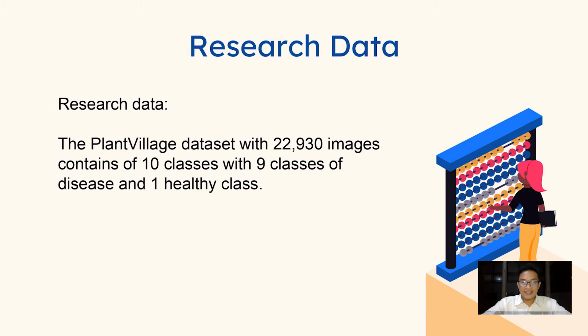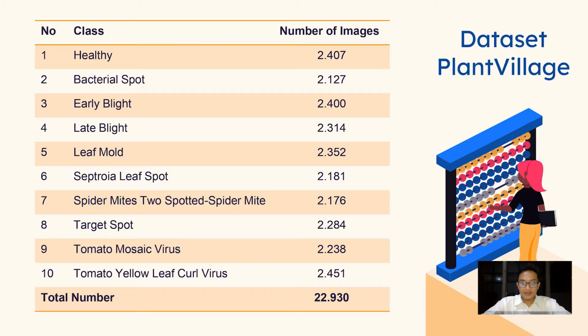Okay, let's move on to the research methodology. The research data is the PlantVillage dataset with 22,930 images containing 10 classes with 9 classes of disease and 1 healthy class. Well, this is the amount of data from each class.